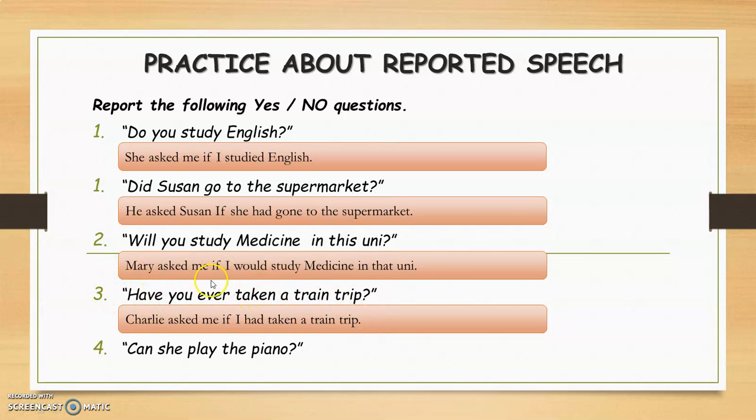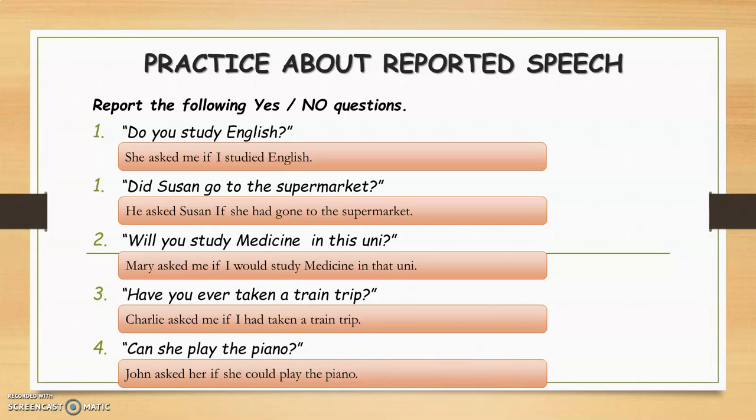Have ever taken is in present perfect. We have to report it in past perfect. And finally, John asked her if she could play the piano. Now, in direct speech, you have to use can, and in reported speech, you have to use could. Now, I recommend you practice the verb chart for reported speech and the time expressions. Thanks, that's all for today.